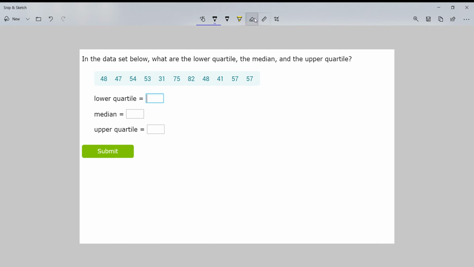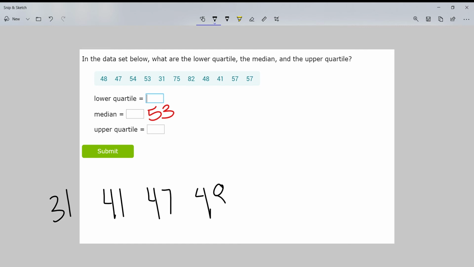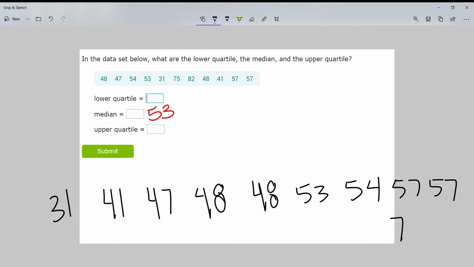So now we can erase our ink. Let's go back to here. I'm going to do 53, all right? So now we want to figure out what the quartile is, or the lower quartile and the upper quartile. So now we're going to want to split this up a little bit differently, right? So we have our numbers. All right, we'll plug in our numbers again. 53, 54, 57, 57, 75, 82.